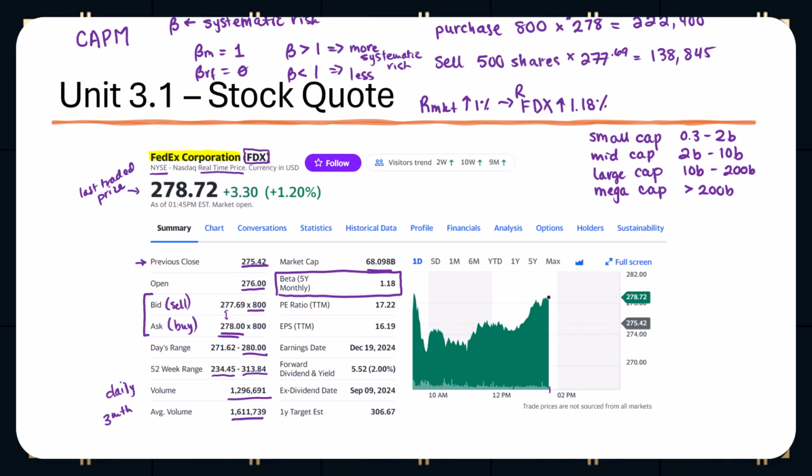So again, it's a little bit more risky. Conversely, if the market returns went down 1%, FedEx would go down 1.18%. It's a little more sensitive to changes in the market because its systematic risk is a little bit higher.